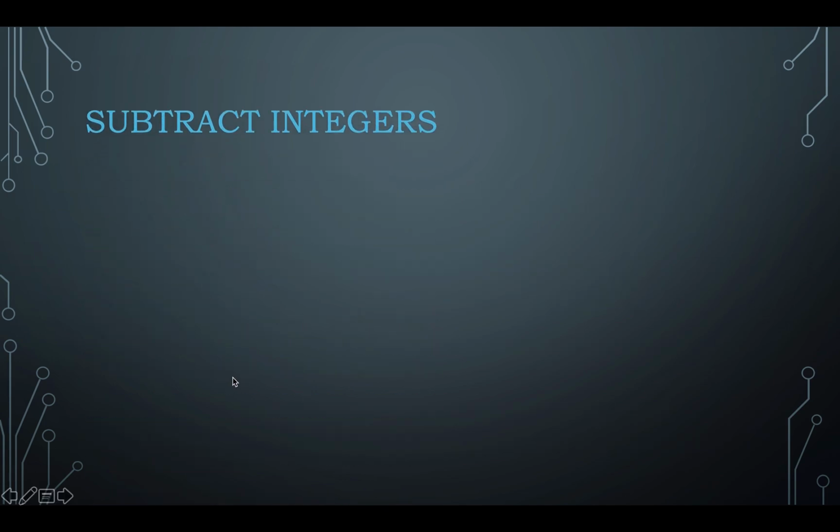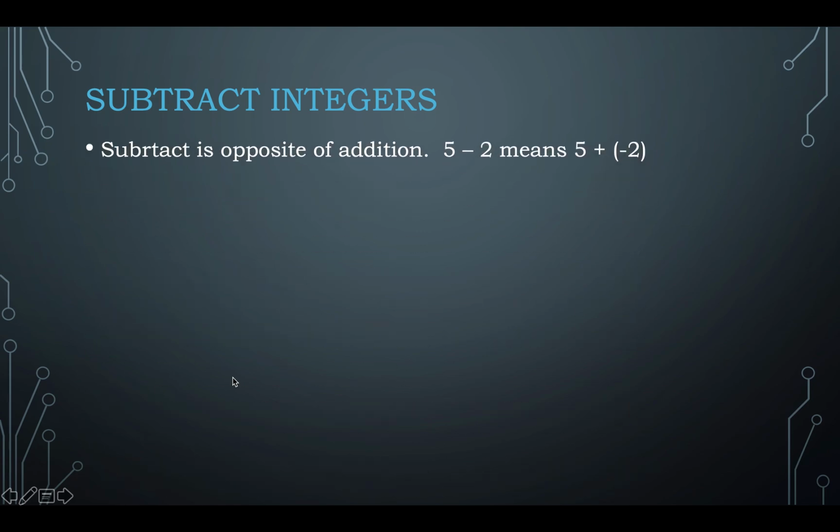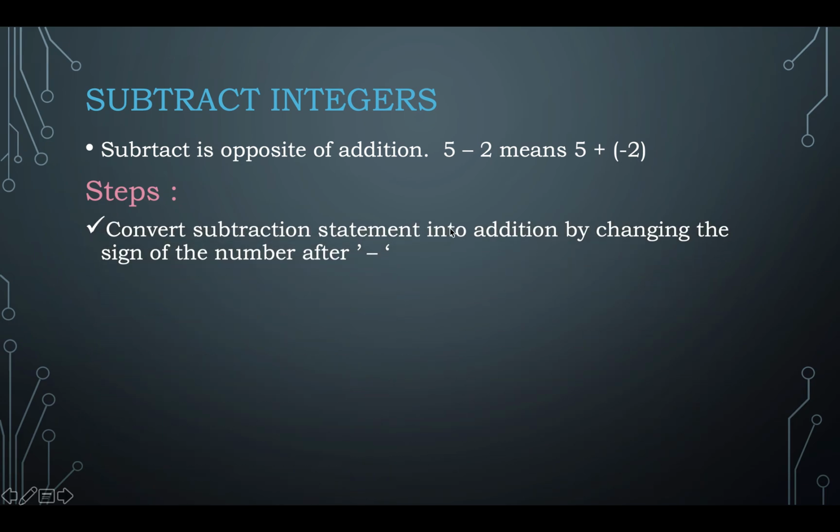Let's see how to subtract integers. Subtract is opposite of addition. That means, for example, 5 minus 2 means 5 plus negative 2. So for subtracting integers, first thing you need to do is convert subtraction statement into addition statement by changing the sign of the number after minus. Then apply the rule for addition. Let's see an example.